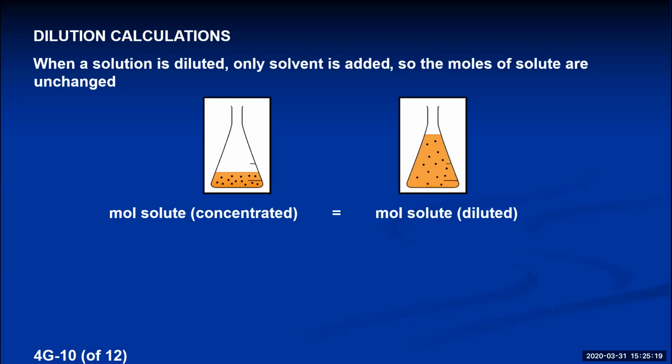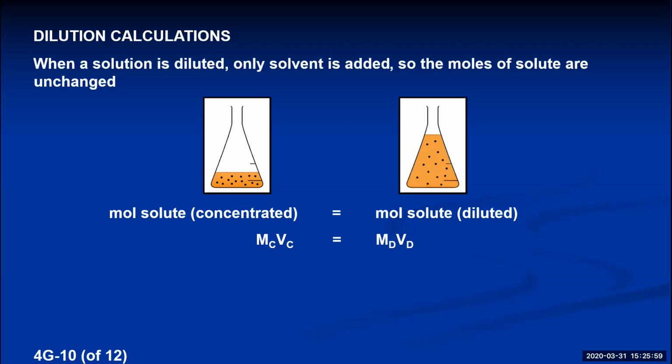So for our original concentrated solution, the molarity of that concentrated solution times the volume of that concentrated solution is the moles of solute in the concentrated solution. On the right, the moles of solute in the diluted solution will be the molarity of the diluted solution times the volume of the diluted solution. So therefore, we can write an algebraic equation relating these two solutions: the molarity of the concentrated solution, MC, multiplied by the volume of the concentrated solution, VC, must equal the molarity of the diluted solution, MD, multiplied by the volume of the diluted solution, VD.